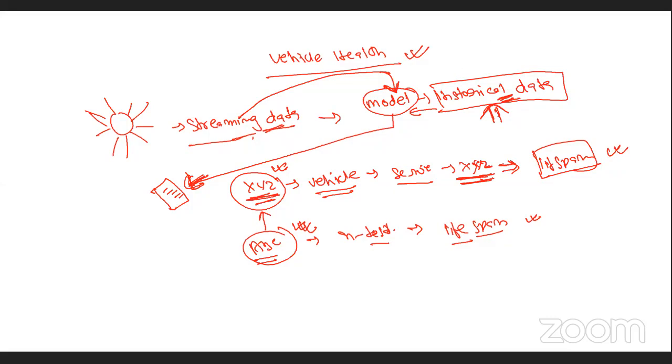Now this is one of the examples. The second example which I was talking about is driving score. Here I was talking about one particular use case. In that use case, I was supposed to predict and forecast whether you are a good driver or whether you are a bad driver.